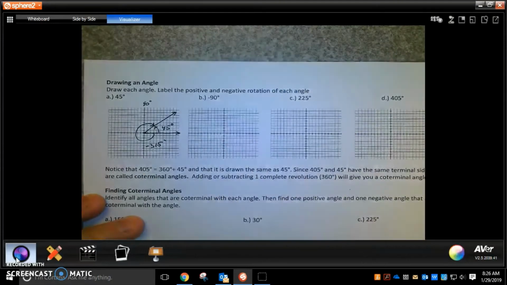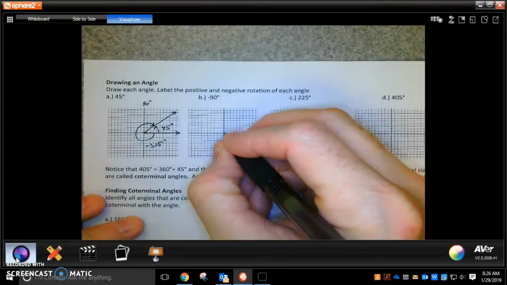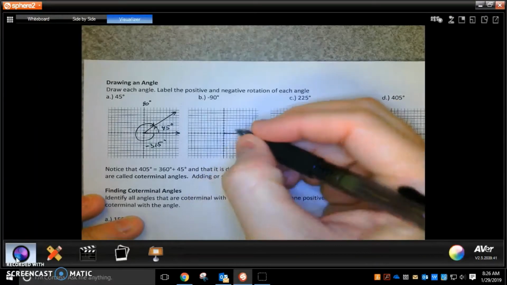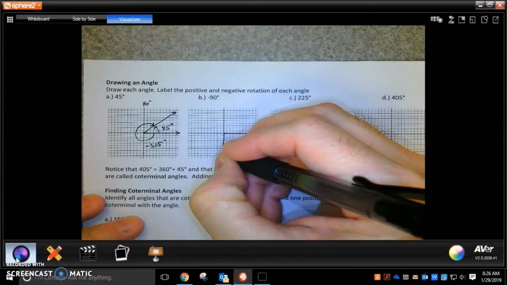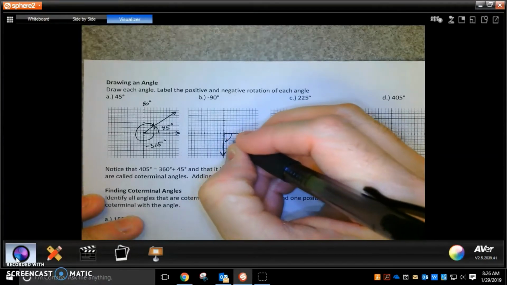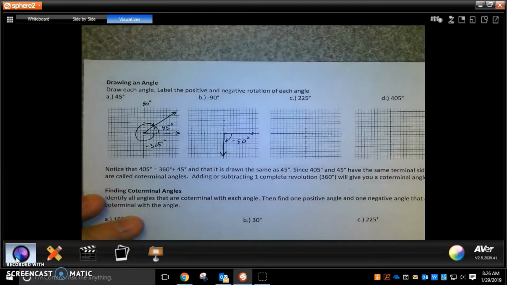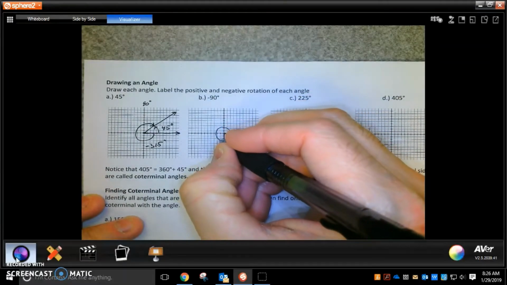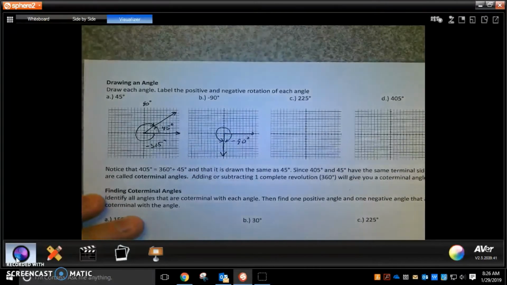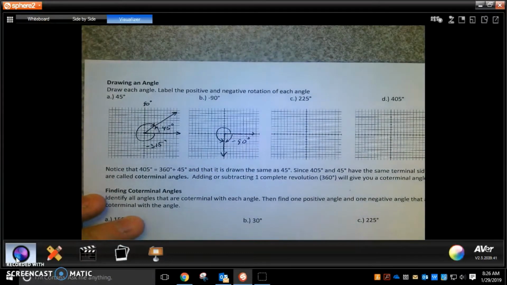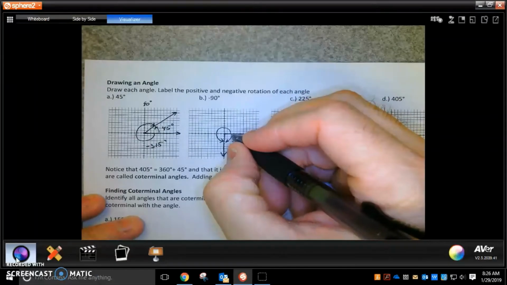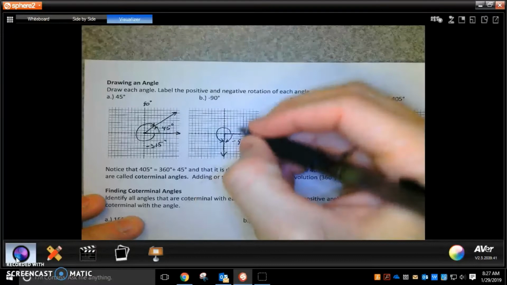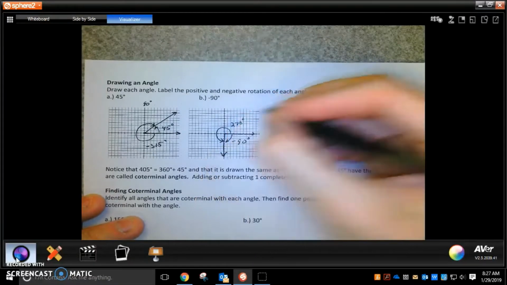Okay. The next one, negative 90. So negative means we're going to be going this way, and this would be negative 90. So from here to here, that is a negative 90 degree angle. But this exact same angle could have been measured in a positive direction. So what would that be? Well, again, if we're going this direction, this would be 90, this would be 180, and this would be 270. So this is also a 270 degree angle.